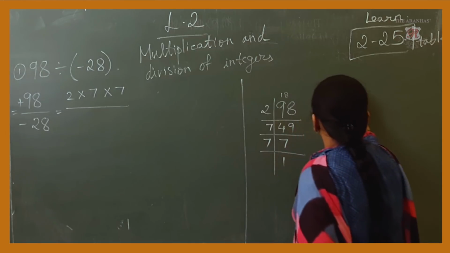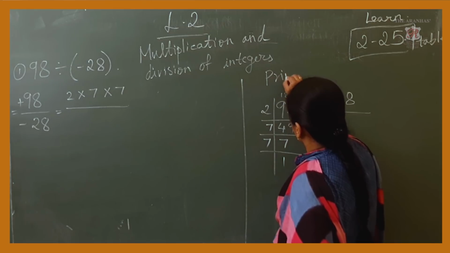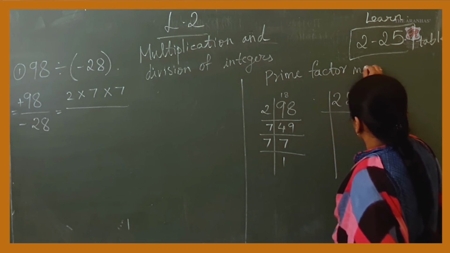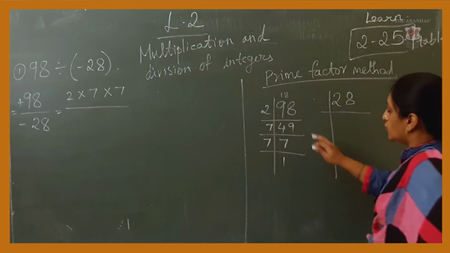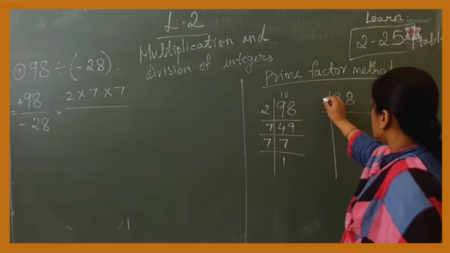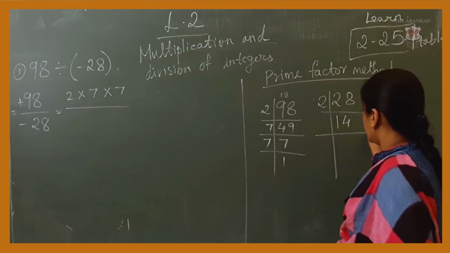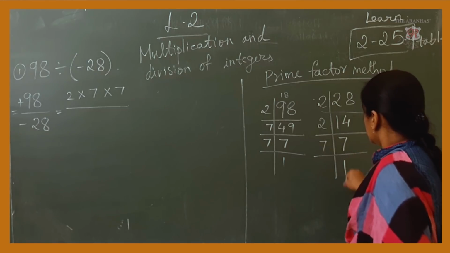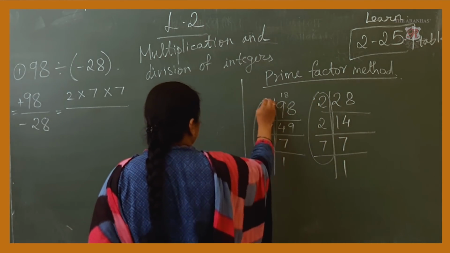Now I am on 28. Same like this, it is called the prime factor method, which I hope everyone knows. This is the prime factor method for finding the factors of a number. So this also will go by 2. 2 1s are 2, 2 4s are 8. This also will go into the table. 2 7s are 14. 7 and 1. So these are the factors of 28, and this was the factors of 98.